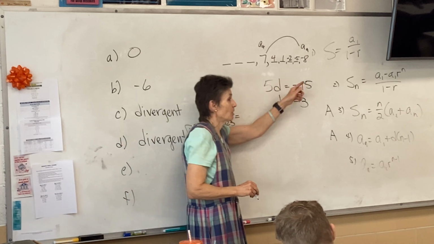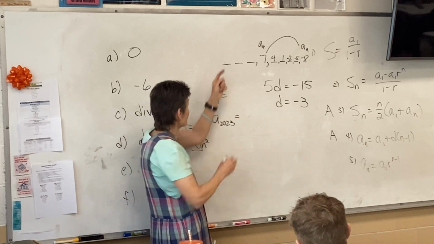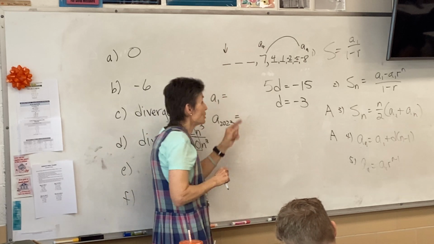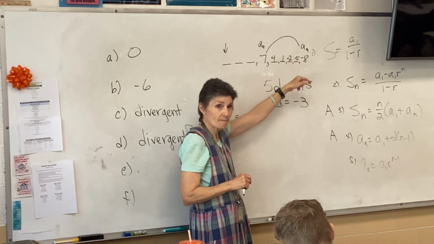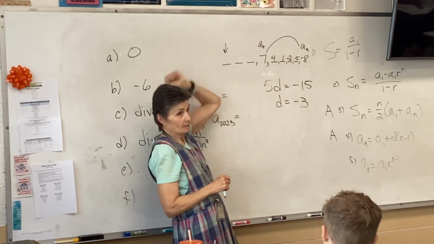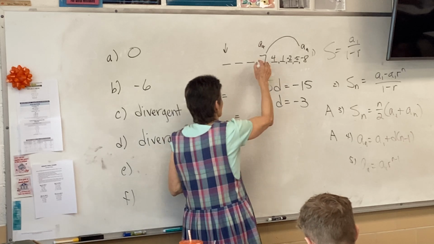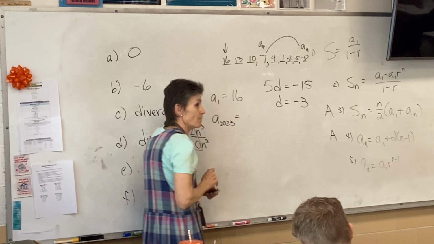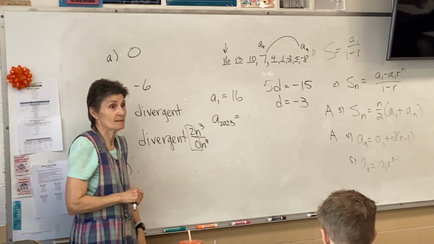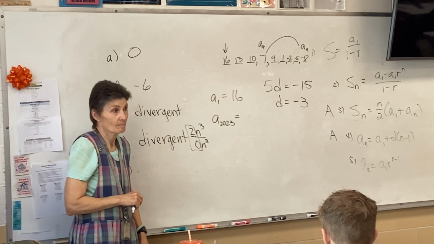Unfortunately, I don't need those. I need this one. That's the first term. I need this one right here. So if I did minus 3 to go that way, I will do plus 3. So this will be 10, 13, 16. So the first term in the sequence is 16.